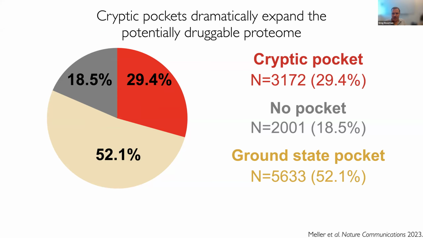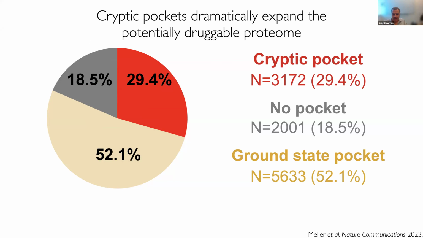And so now we can start thinking about things like, which of these cryptic pockets do we have the most confidence in, for example, or which targets that are most important for cancer have cryptic pockets that I'd like to go for. So this opens up all kinds of opportunities. All right, so this is really great.